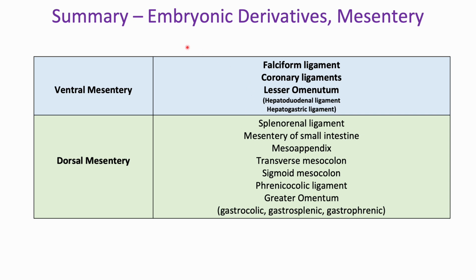Okay, here's a table that's just listing the different embryonic derivatives of the mesentery. So we talked about the region in the foregut, so that's going to give our falciform. The coronary ligaments are associated with the liver. The lesser omentum with the hepatoduodenal and hepatogastric ligaments.